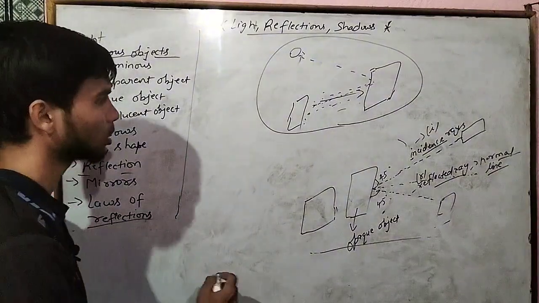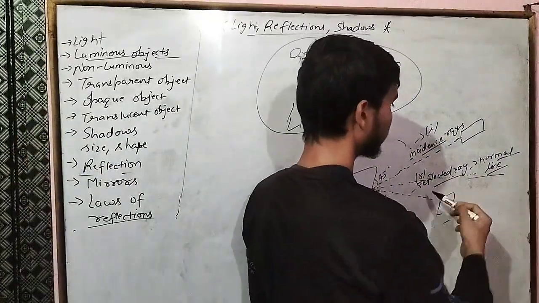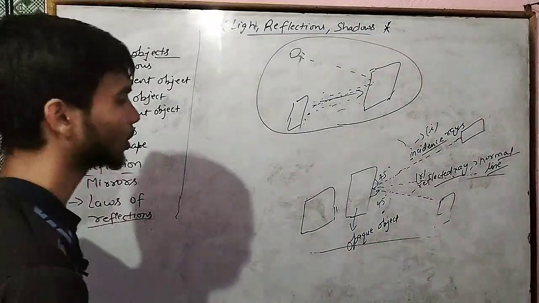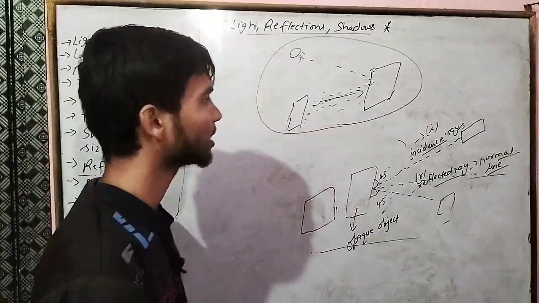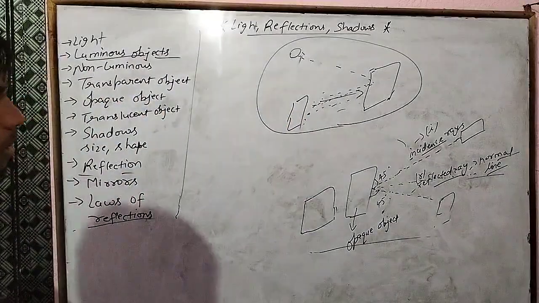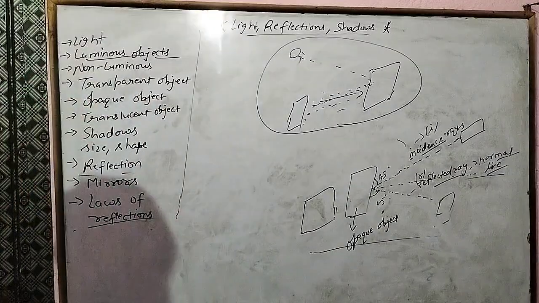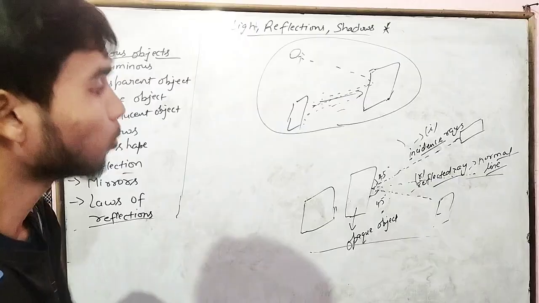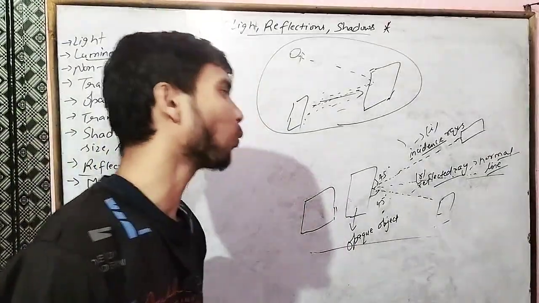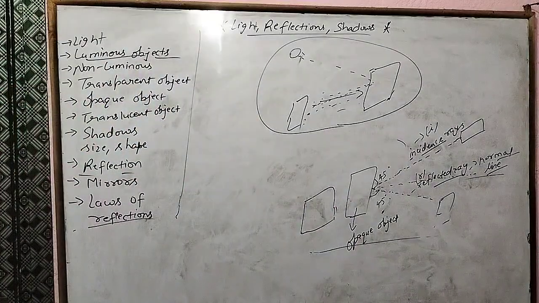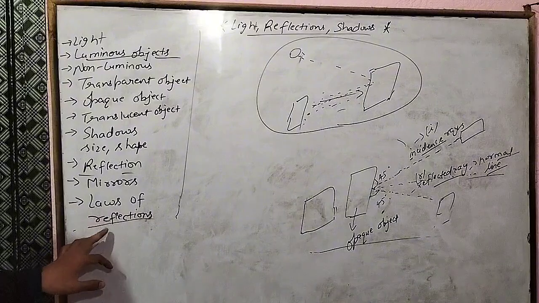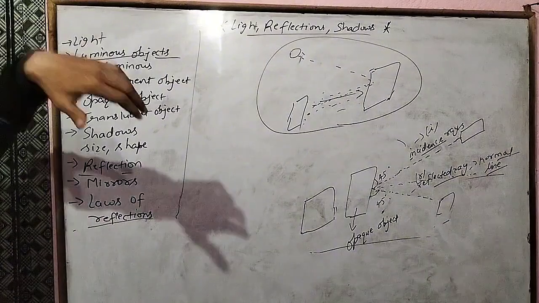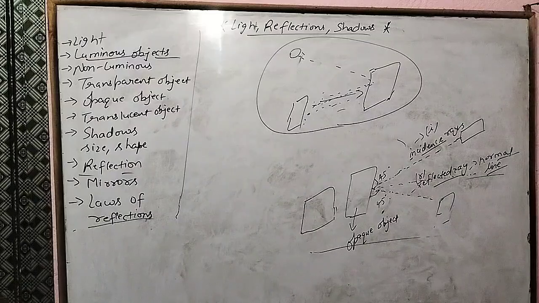So here this normal line is an imaginary line used to decide the angle of the incidence ray and the angle of the reflected ray. We will try to understand more about it in the next slide. So till here we tried to understand. Next, let's see.